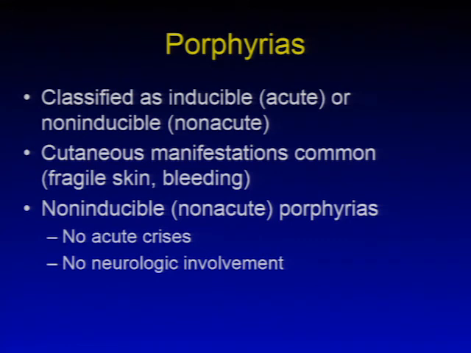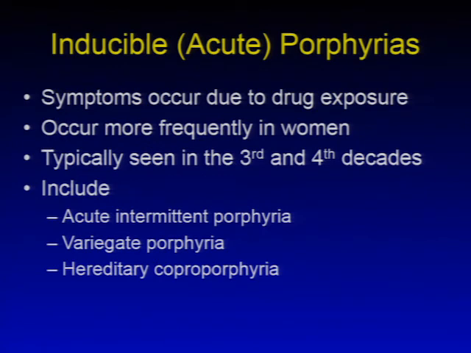Cutaneous manifestations are very common in these patients. They'll have fragile skin and exhibit easy bleeding. The non-inducible, non-acute porphyrias, thankfully, have no acute crises and no neurologic involvement. Now, the acute or inducible porphyrias, however, are more severe, and symptoms often occur due to drug exposure.